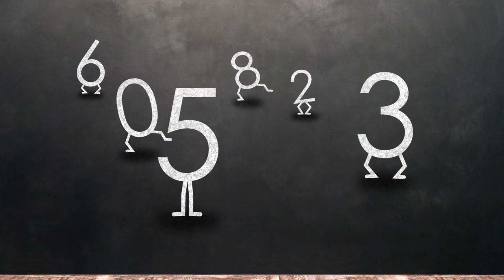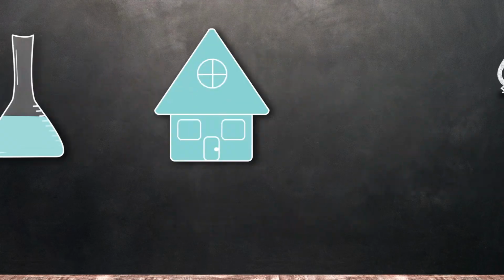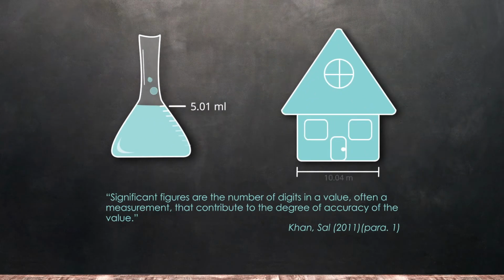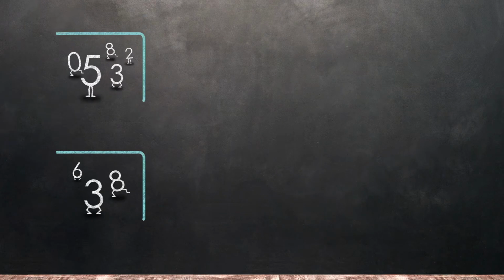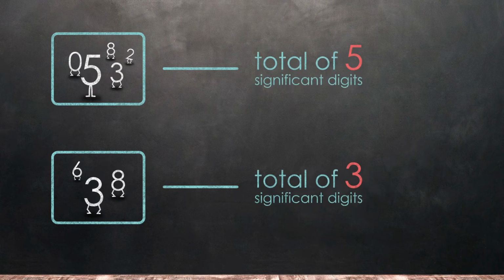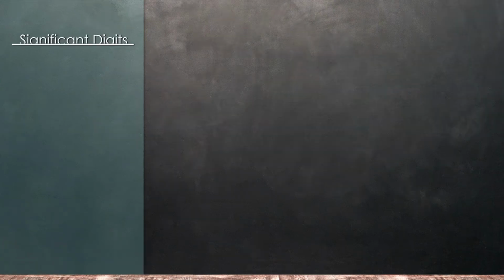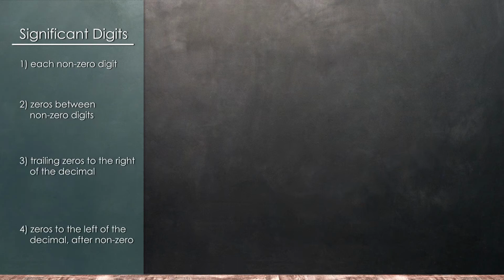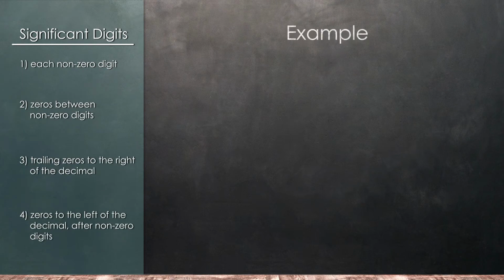Significant digits or figures are the digits in a value, often a measurement, that contribute to the degree of accuracy of the value. We care about the number of significant digits in a value to ensure that the rest of a computation is not any less precise than the values being used. There are a few rules we follow when determining which digits in a value are significant or not. Let's look at some examples to get a better idea of how the rules apply.